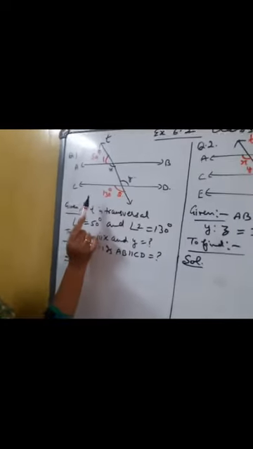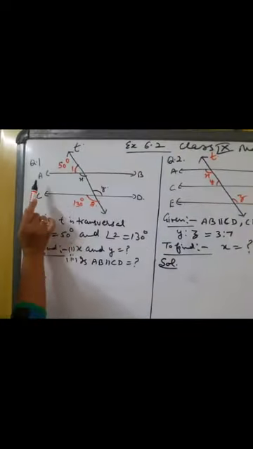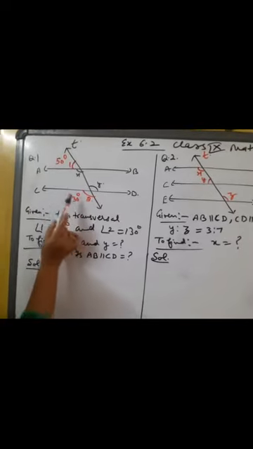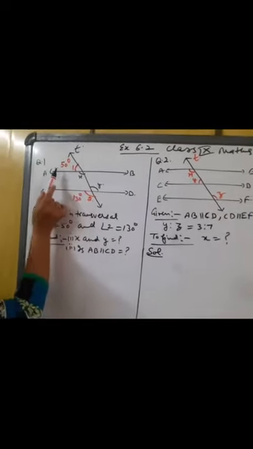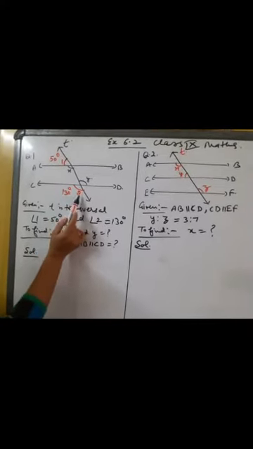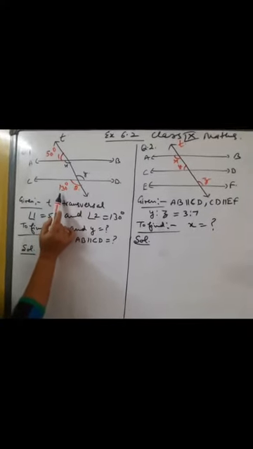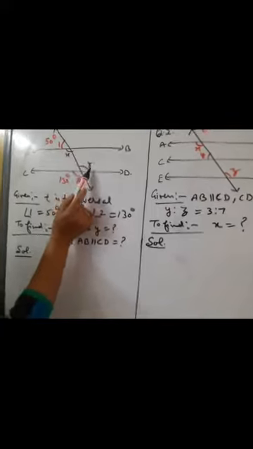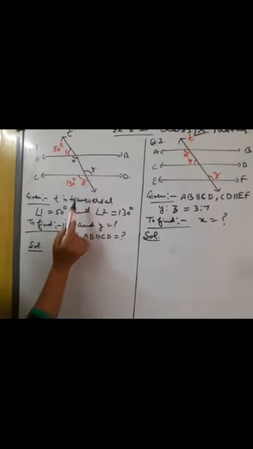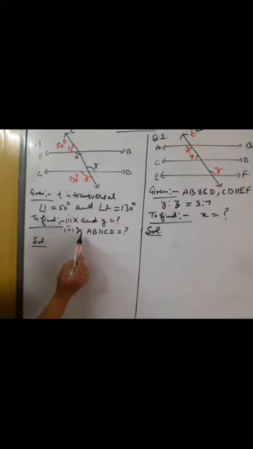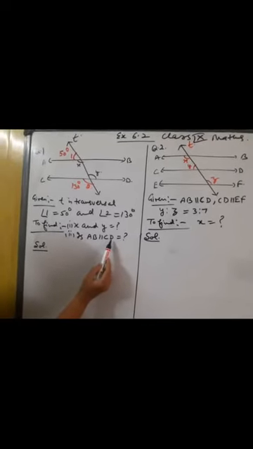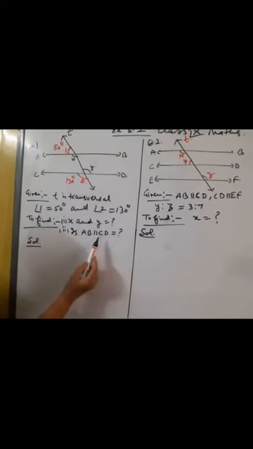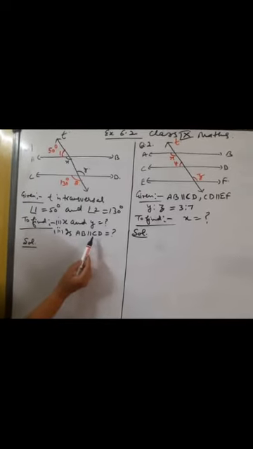In this question, it is given that there are two lines AB and CD and T is the transversal. Angle 1 is given 50 degree, angle 2 is given 130 degree, and we have to find out X and Y, and we have to find out AB parallel to CD. Is it parallel or not? Now how we will be doing it?